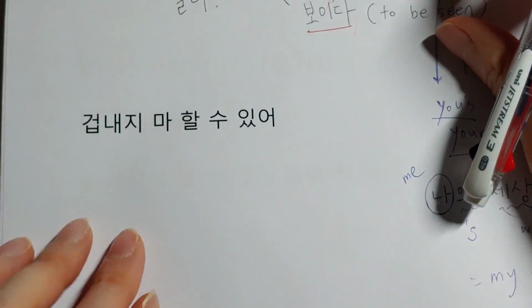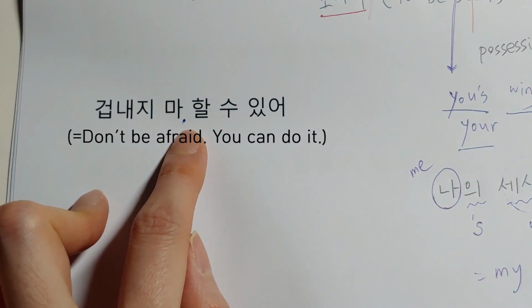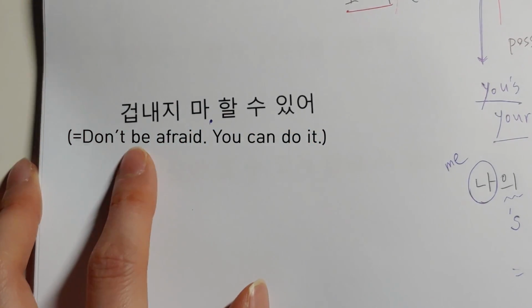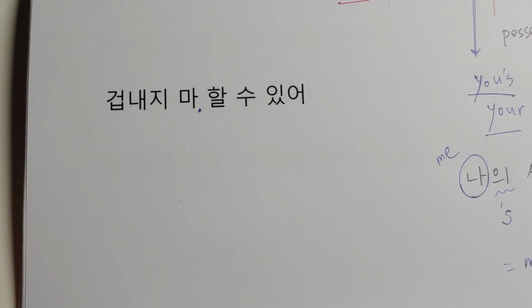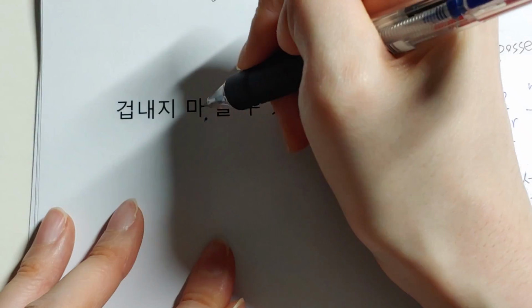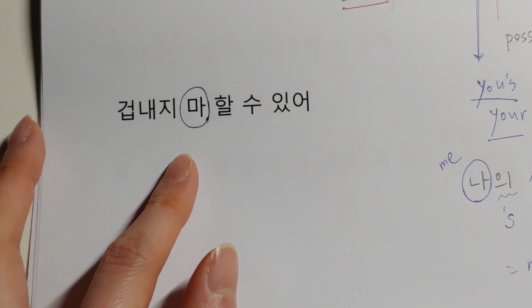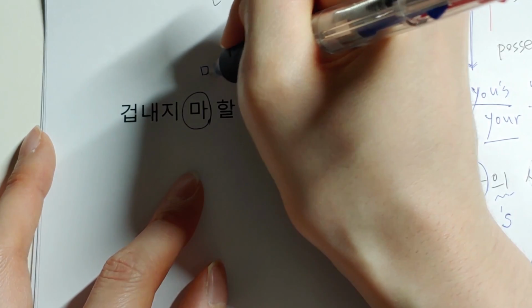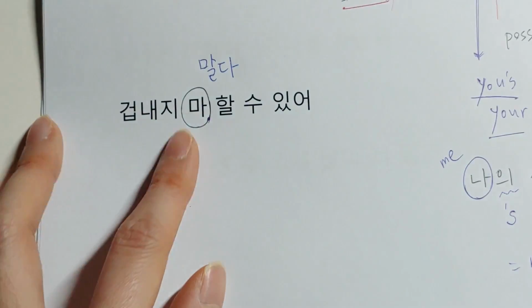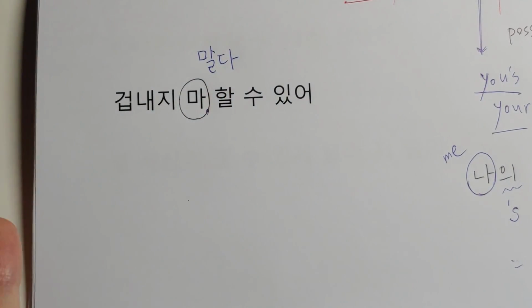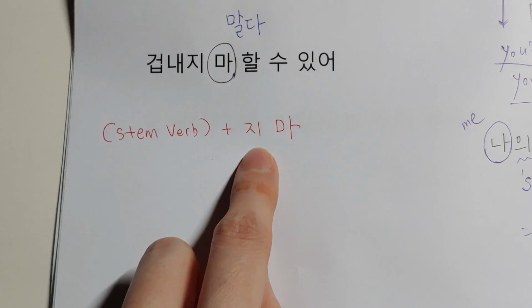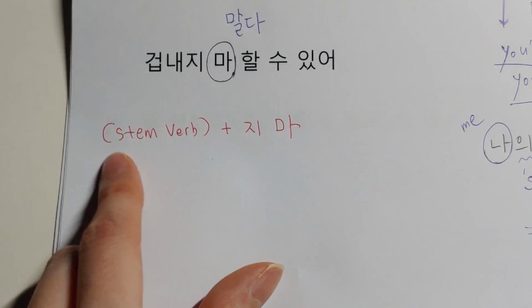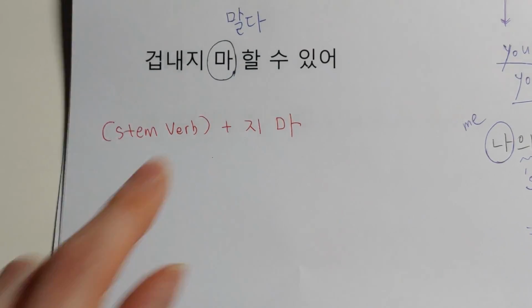And let's look at the next sentence. 겁내지 마. 할 수 있어. Alright, so here we learn two different ways to conjugate verbs to mean two different things. First one is how to say don't do something. So 마 here is the present form of the verb 말다, which means to stop doing something or refrain from doing something. So by saying the stem verb 지마, you mean don't do it. Don't do that verb.